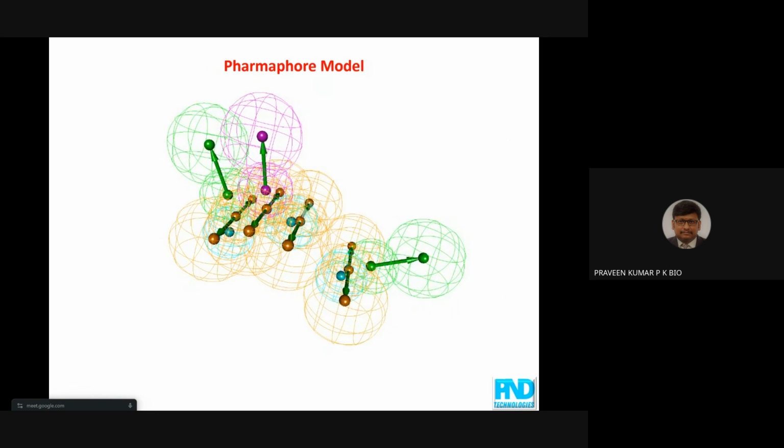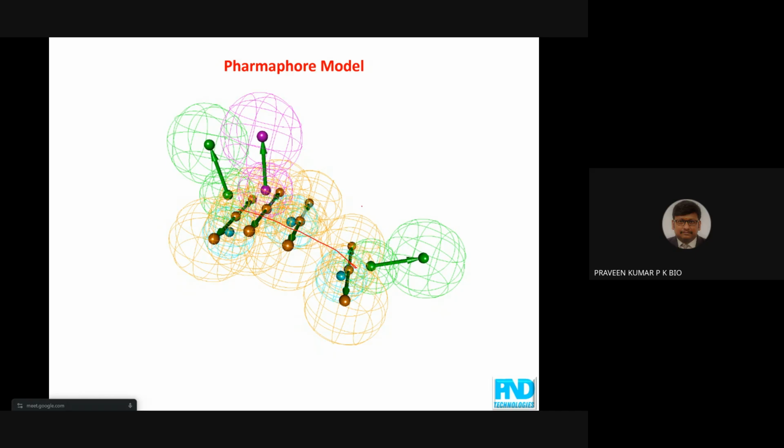Then pharmacophore modeling, before docking, we have to build this kind of model where a ligand has a lead backbone structure. Whatever lead backbone structure we have, we can attach and detach the functional groups, and then we can bring in new compounds.